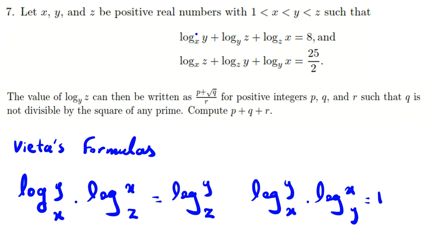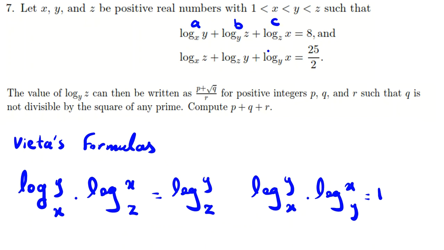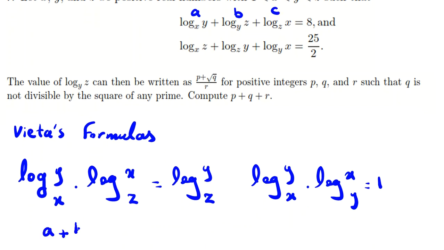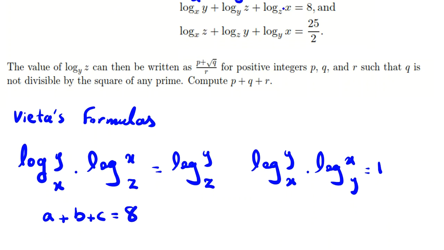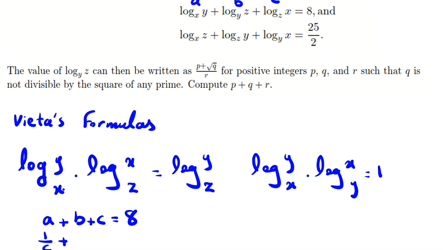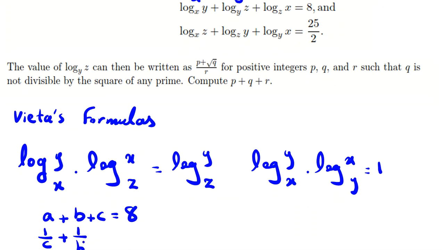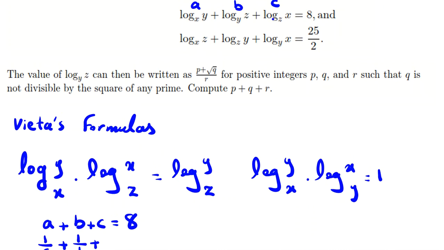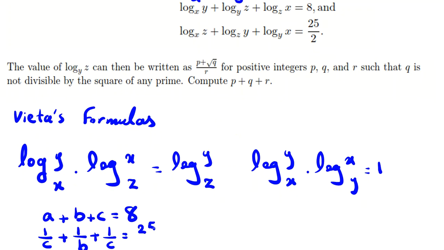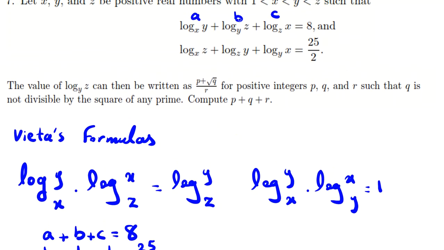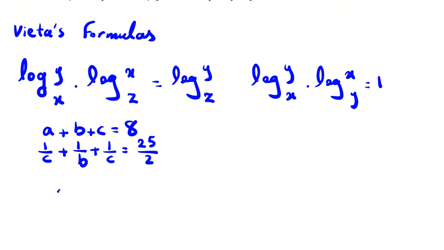And now we want to solve this. I consider this one, the first one, a, b, c. A plus b plus c is what? Equals 8. This one, zx, xz is c, so it will be 1 over c plus this one, it is b, so it will be 1 over b plus c, so it will be 1 over c. And it will be 25 over 2. And the other thing, if you multiply and use this rule, a times b times c will be equal to 1.